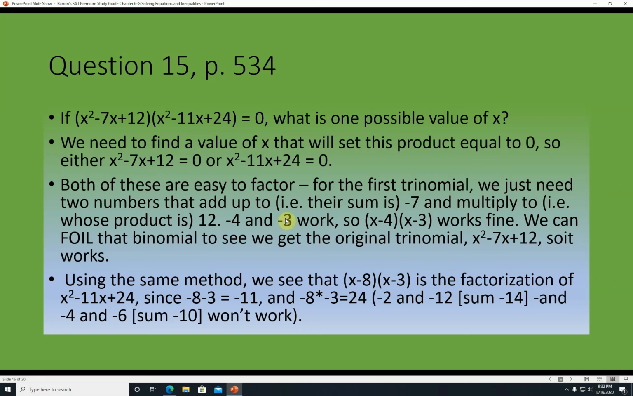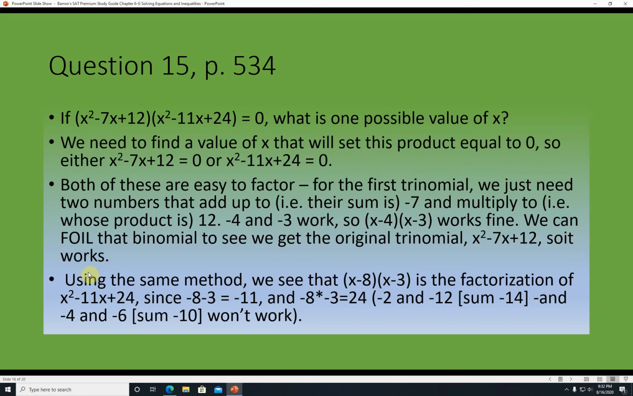So negative 4 and negative 3 work because negative 4 plus negative 3 is negative 7, and negative 4 times negative 3 is 12. So let's just write x minus 4 times x minus 3. That works just fine. We can use FOIL to get the original trinomial. Okay, x squared first, outer minus 3x, inner minus 4x, and then 4 times 3 is 12. So x squared minus 7x plus 12. And so it works. That's not a new word called soit. That's just me missing a space. Sorry about that. Didn't notice that mistake till just now.